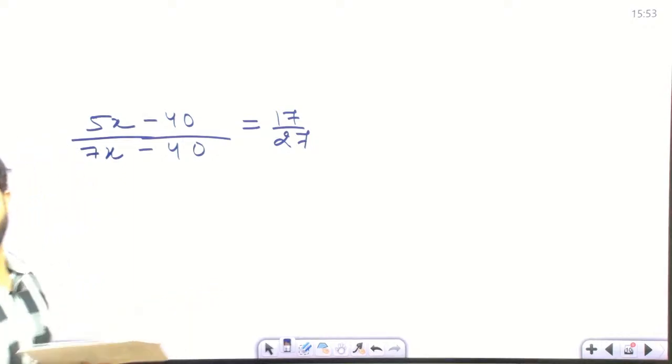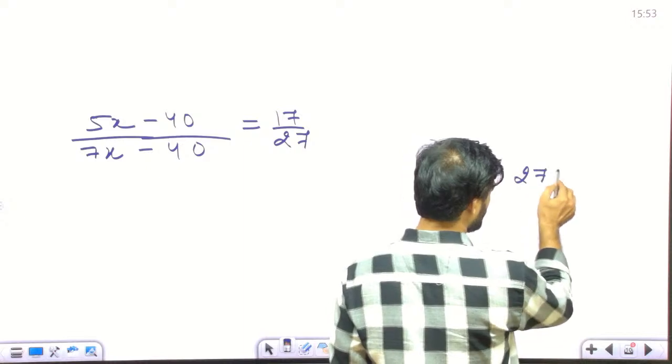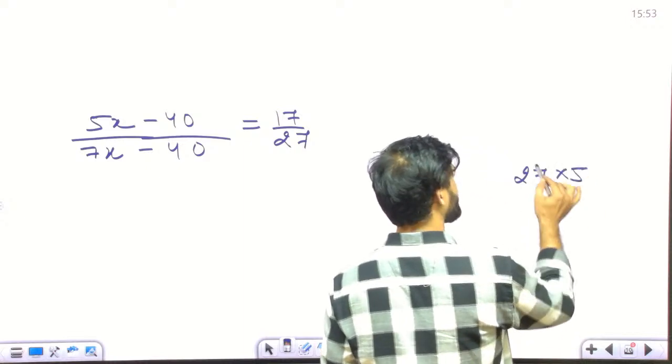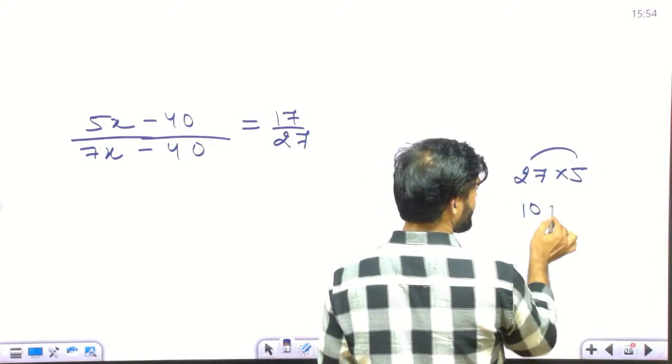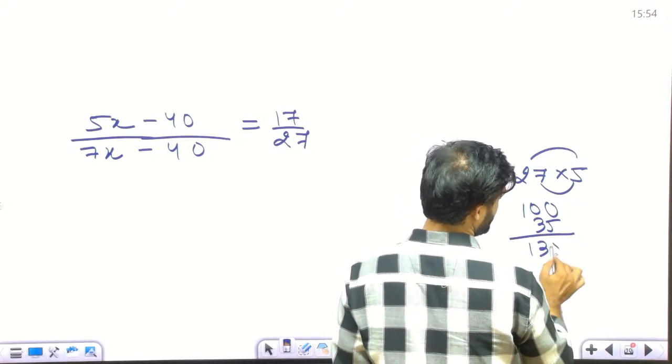Now we have to do the cross multiplication. 27 into 5. What will we have? 135. How did I do it? Like 27 into 5. First of all, I have multiplied 20 by 5. This is 100. And 7 into 5, that is 35. Add those numbers. 135.